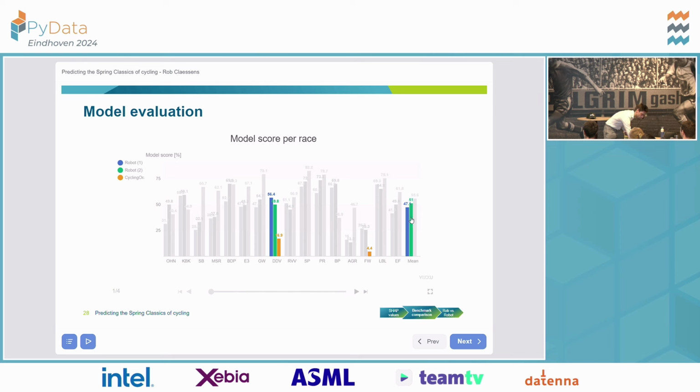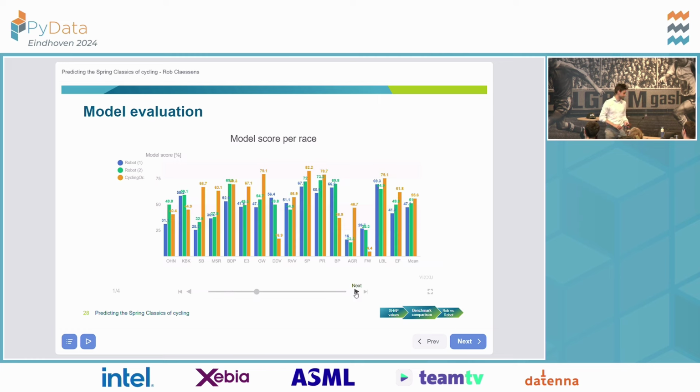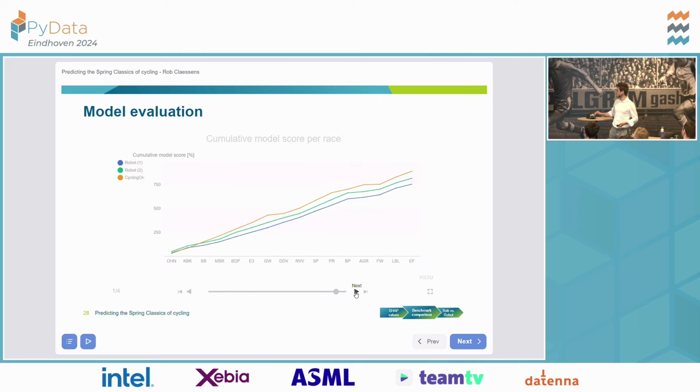Then, with I would say a significant difference of 4%, my fine-tuned model, but Cycling Oracle still outperformed me by more or less 5%. So they're better, but they've been doing it for years. I did it the first time, so I'm happy with it. And then here you see in the next graphic the cumulative scores, and you see that quite consistently Cycling Oracle is doing better than my robots, but also the fine-tuned robot is doing better than my old one, so not too bad.